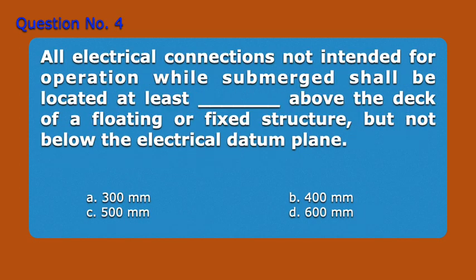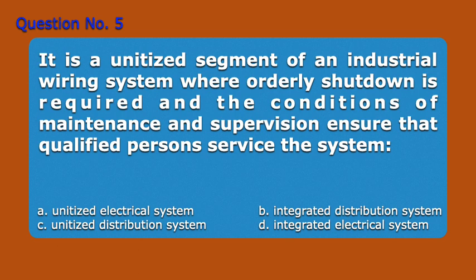Question number 4. All electrical connections, not intended for operation while submerged, shall be located at least blank above the deck of a floating or fixed structure, but not below the electrical datum plane. A. 300 mm. B. 400 mm. C. 500 mm. D. 600 mm. Answer: A. 300 mm.